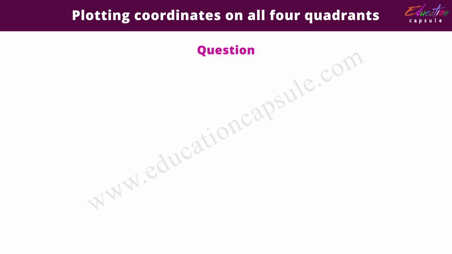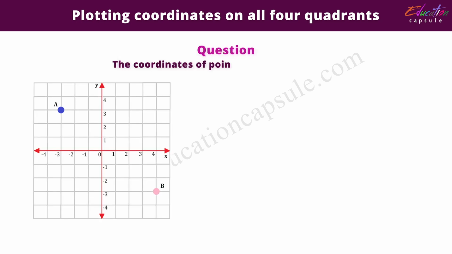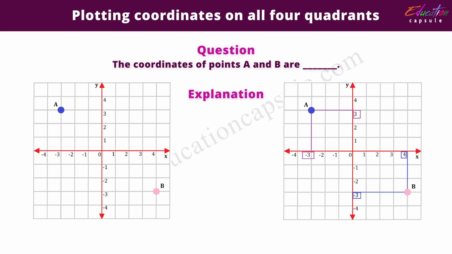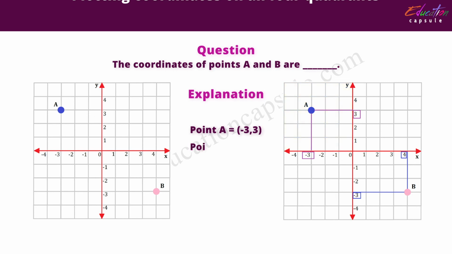Let's try a question. The coordinates of point A and B are... As you can see, the coordinates of point A are -3, 3 since it is in quadrant 2, whereas the coordinates of point B are 4 and -3 since it is in quadrant 4.